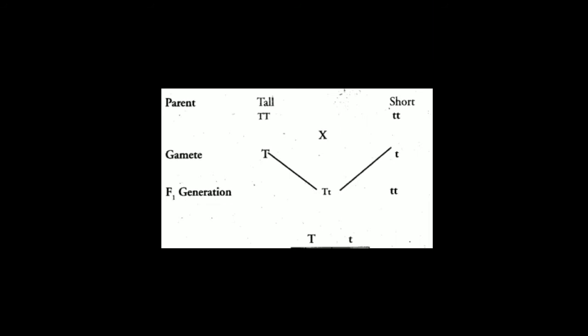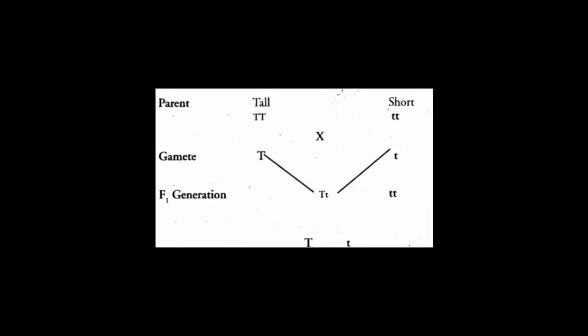But if the offspring contain both characters of the parental generation in equal ratio, then we can say that the plant taken was heterozygous dominant.